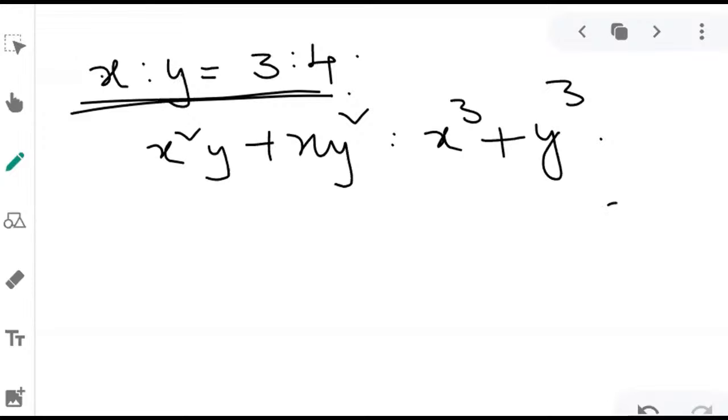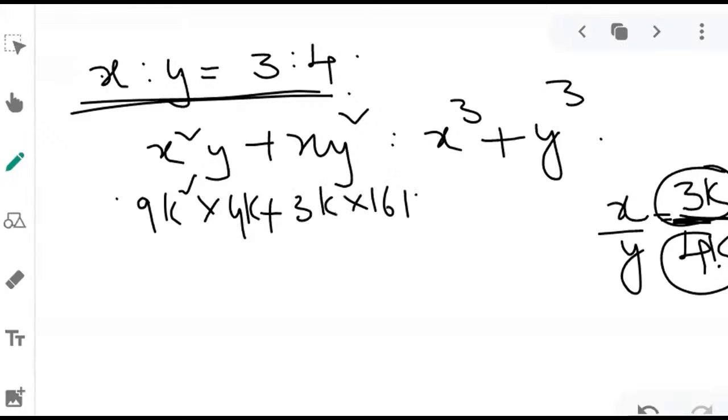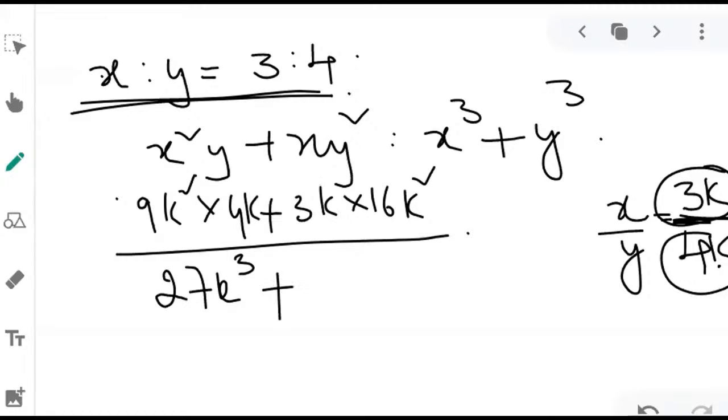So X by Y equals 3 by 4. So we can take them as 3k and 4k, right? Assume the values as 3k and 4k and substitute here. 3k square is 9k square into 4k, plus 3k into 16k square, by 3 cube is 27k cube plus 16 fours are 64k cube.